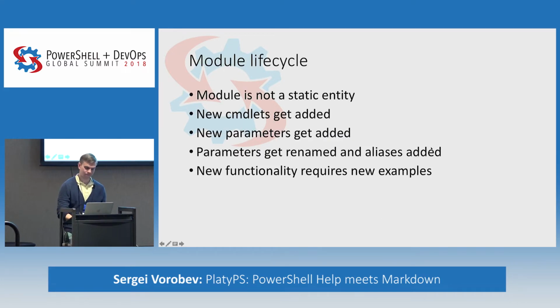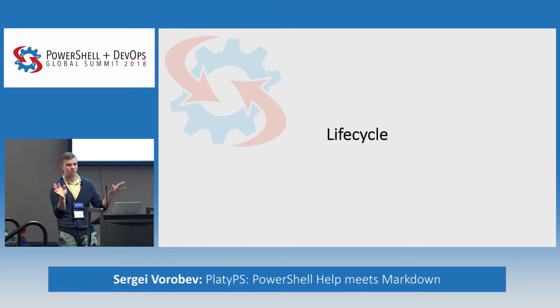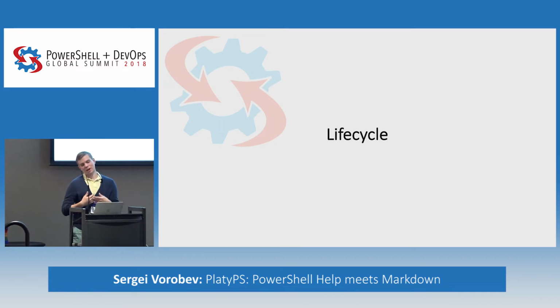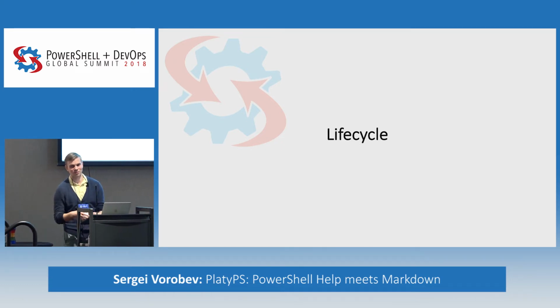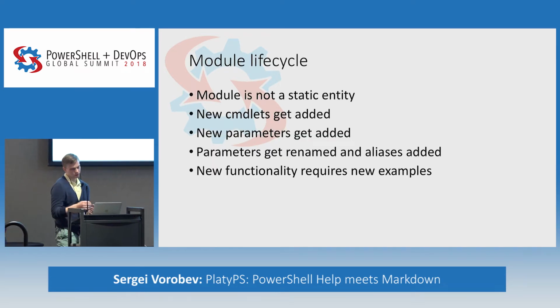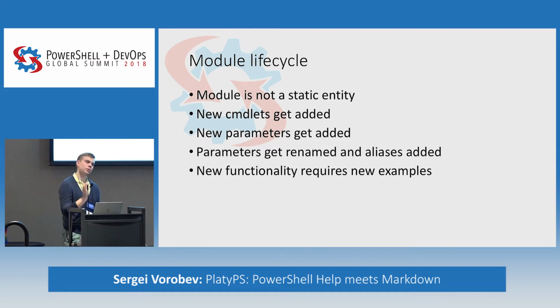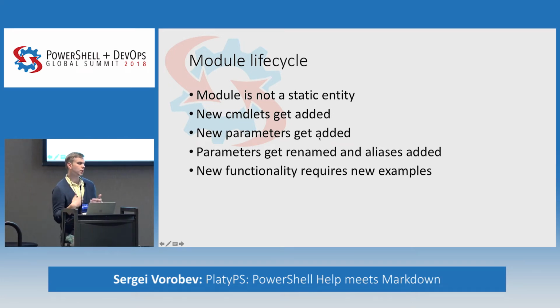Okay, so life cycle. Basically, let's say you write your module, you write your documentation once, and then 6 months later, you actually want to edit it. And this is very common. Basically, the modules are not static things you created once. It's a living, breathing being. So what kind of modifications do we usually see? People add new cmdlets. People add parameters to existing cmdlets. People add new functionality, and this functionality requires new examples in the docs. Parameters get renamed, and some aliases get added. So it would be great if we can have a good story about how you can update your help with your module.